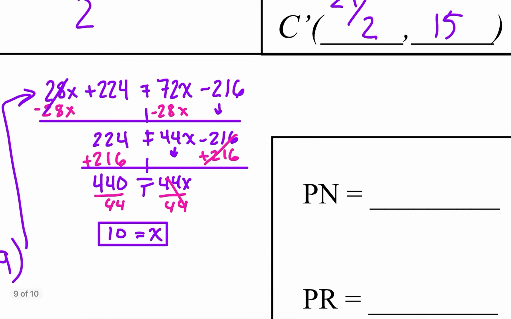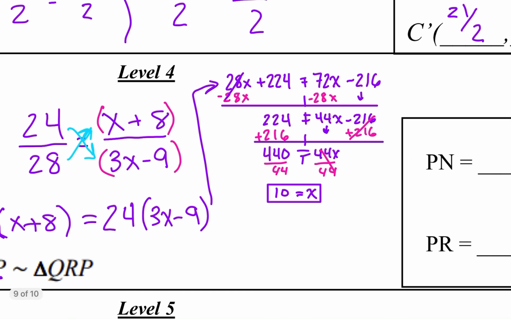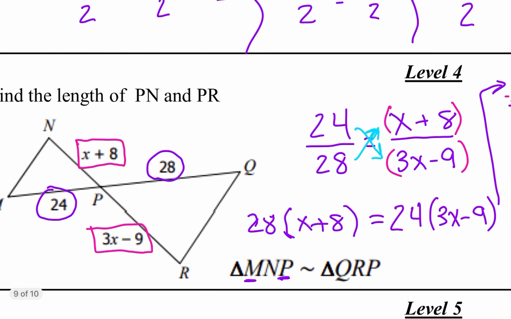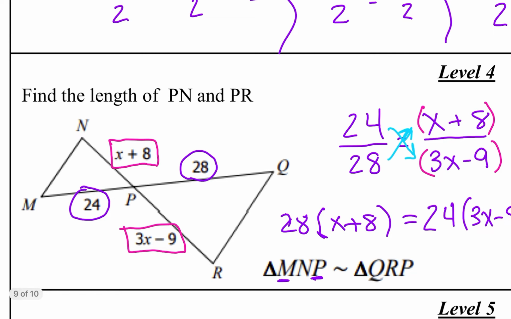But notice that's not what the question asked us. The question said find the length of PN and PR. So we're going to need to plug that 10 back in over here to where it goes. So PN represents this space right here. So if I plug 10 in there, I'm going to have 10 plus 8, which is 18.